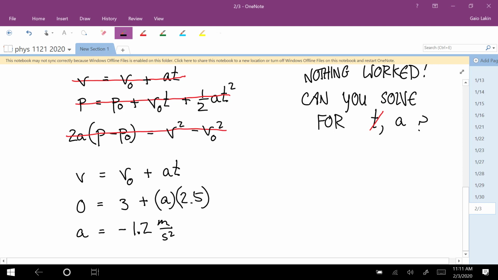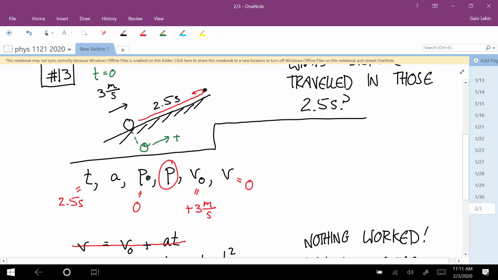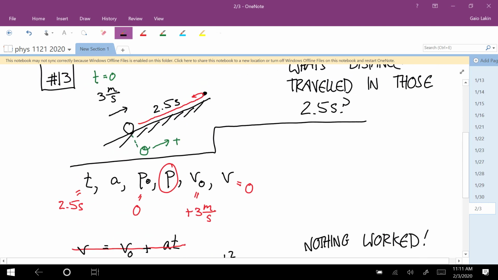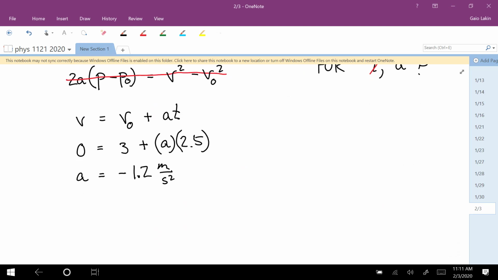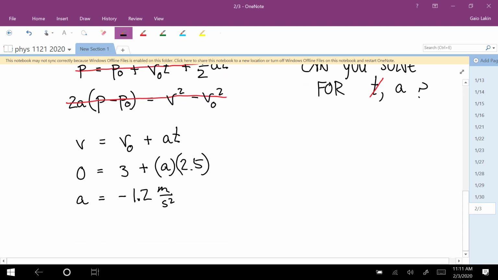Can we make any sense one way or the other about A being negative? Does that make physical sense with our problem? It's slowing down as it rolls up the hill, and our velocity is positive, so we'd expect acceleration to be negative, so that's good. So now we'll try again. Now there's one more thing that we know.